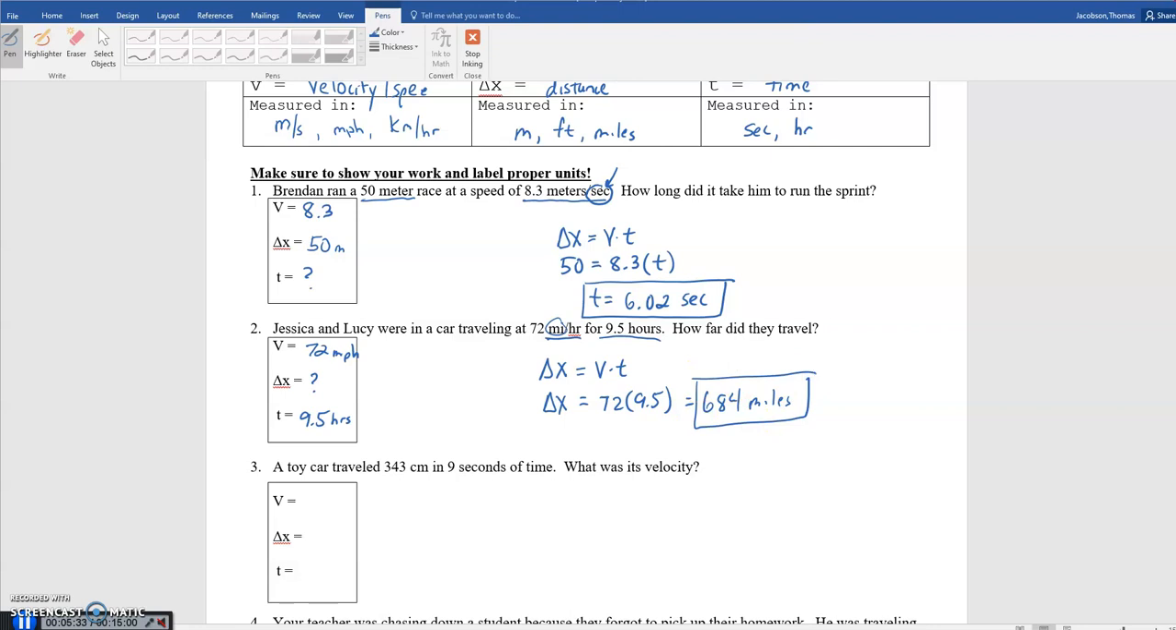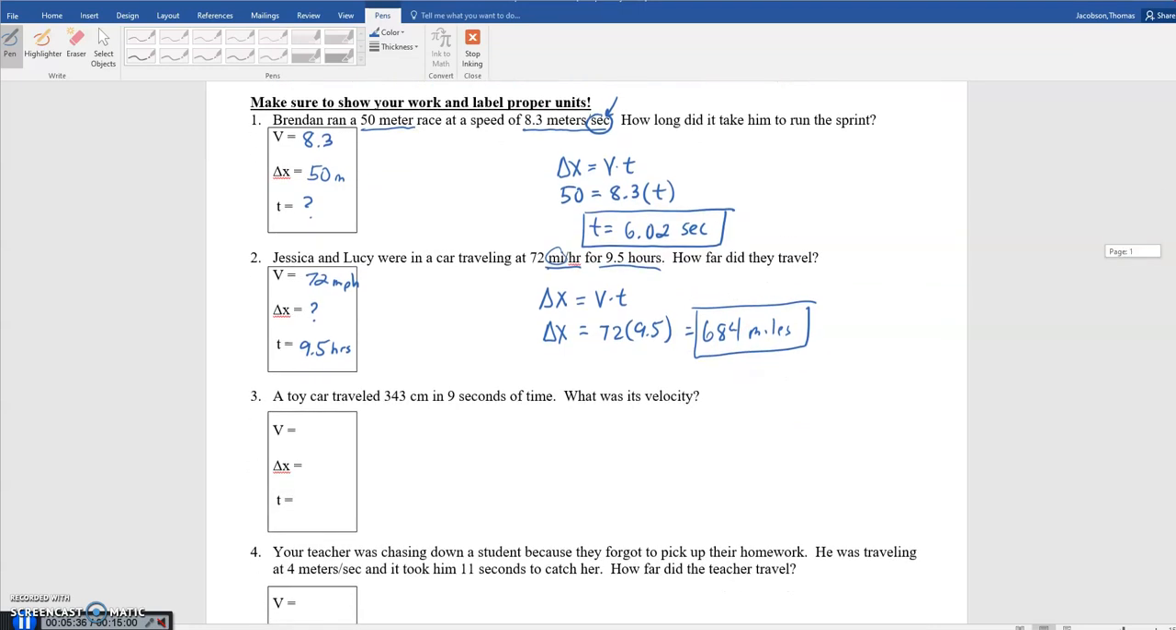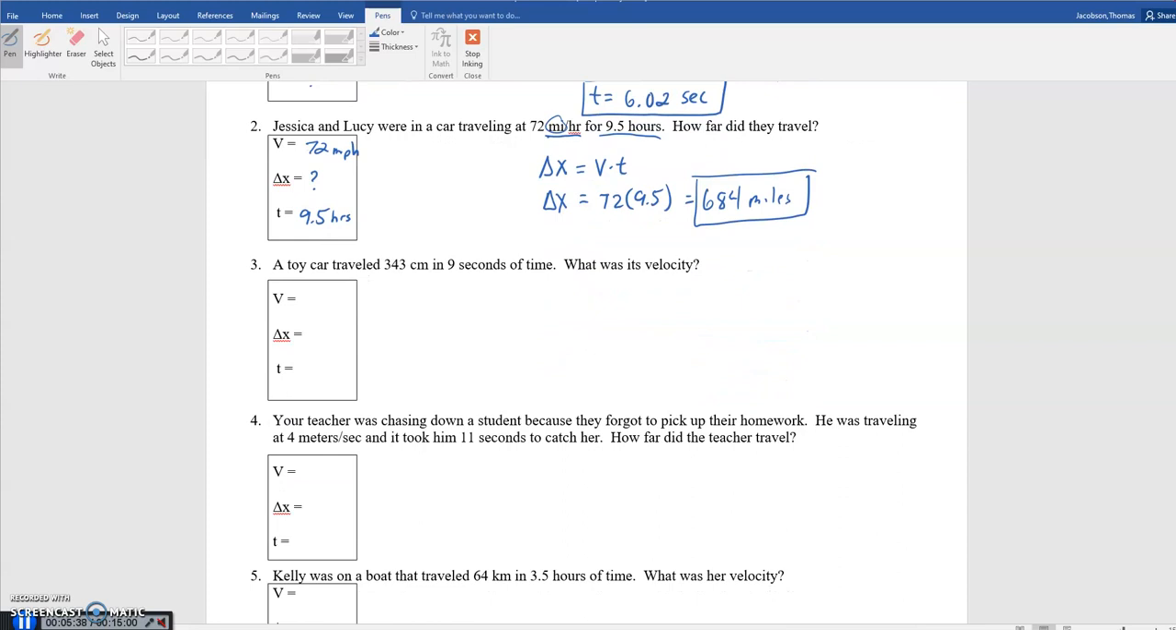I'll do one last one. A toy car travels 343 centimeters in 9 seconds of time. I don't know the velocity, so I'll go delta x equals v times t. And that'll be 343 equals v times my time of 9 seconds. I would divide both sides by 9.